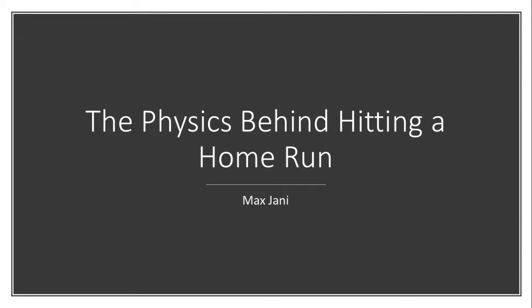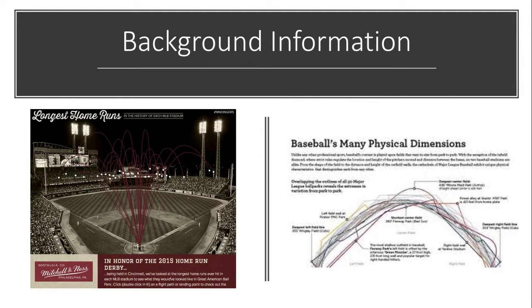So this is my physics final project called The Physics Behind Hitting a Home Run. For some background information, in baseball the term home run is used when the offensive player hits the ball over the fence. This is extremely difficult as the fence is at least 300 feet away, which is really far. As you can see on the graphic on the right, this depends though because every stadium has a different length fence, so it varies.